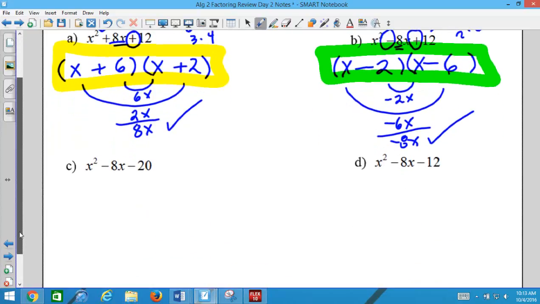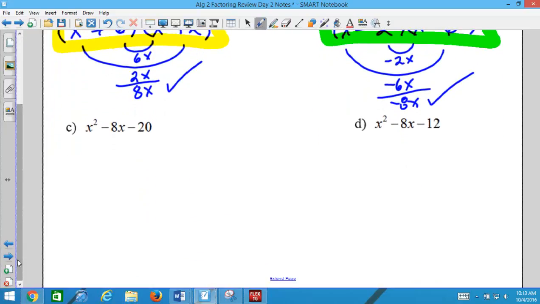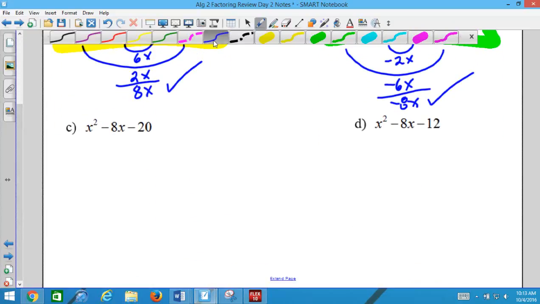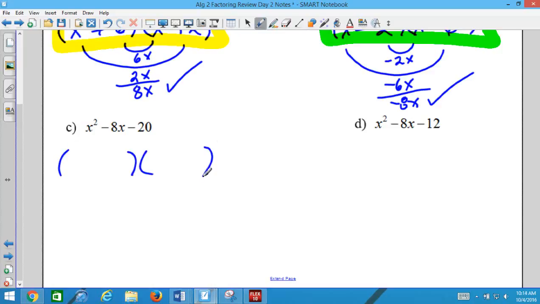All right, letter C. Is there a GCF? No. So we put in our parentheses. What's going to give us x squared? x and x. Look at the sign. What does that sign tell me? Two different signs. One is plus, one is minus. I don't know which one's which yet.